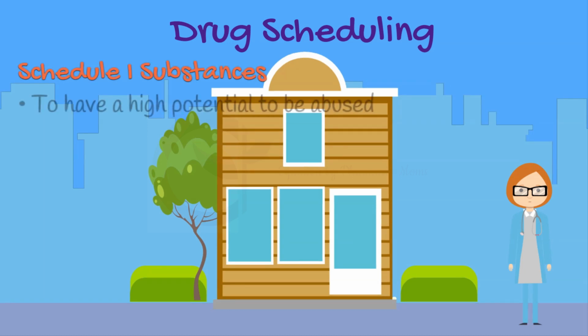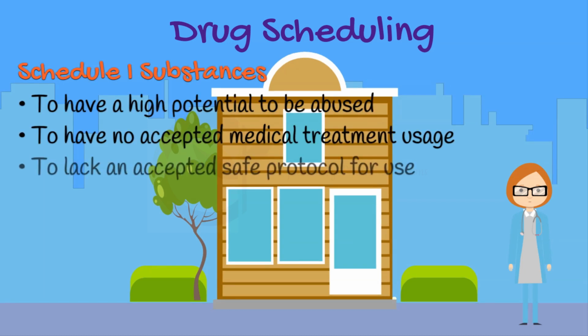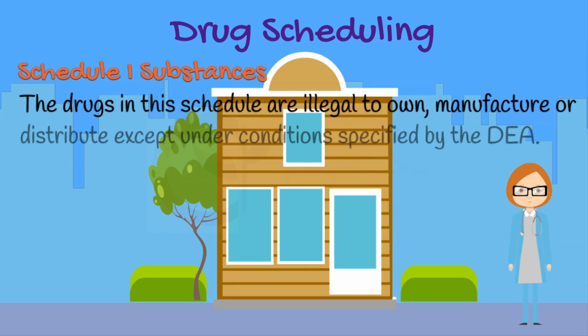Schedule 1 substances. Drugs in this classification are considered to have a high potential to be abused, to have no accepted medical treatment usage, to lack an accepted safe protocol for use. The drugs in this schedule are illegal to own, manufacture, or distribute, except under conditions specified by the DEA. This also includes synthetic versions of these substances.